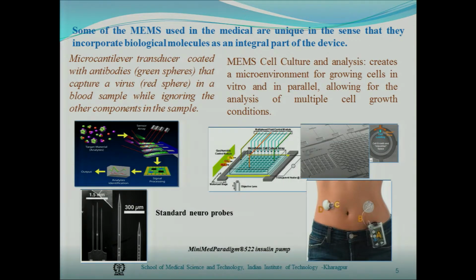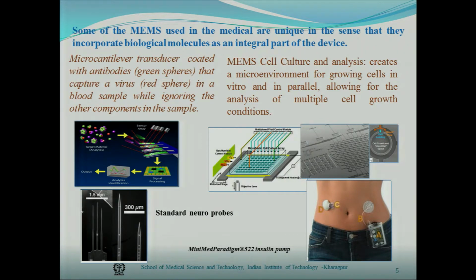Coming to some general examples, here a micro cantilever transducer coated with antibodies captures a virus in the blood sample while ignoring the other components in the sample. So here you have an array of sensors, an array of cantilever beams, where it is coated with the antibodies. Then if the blood flows through this cantilever, it will capture the virus.